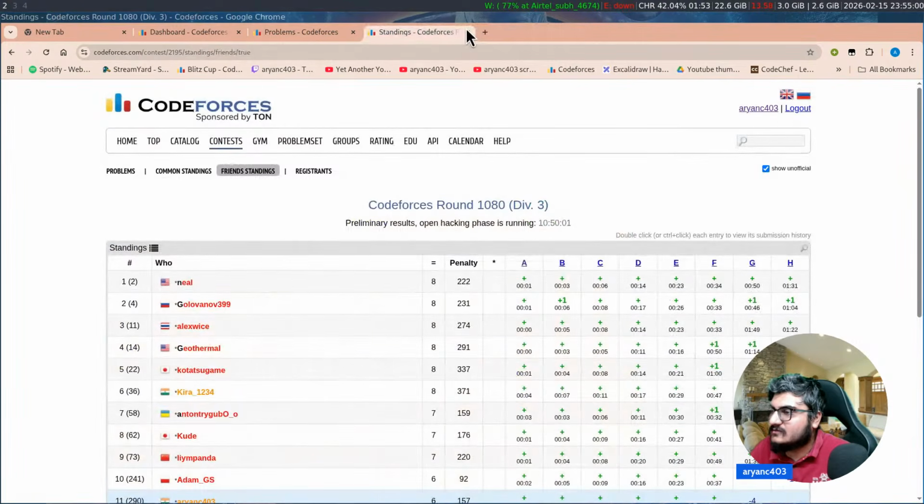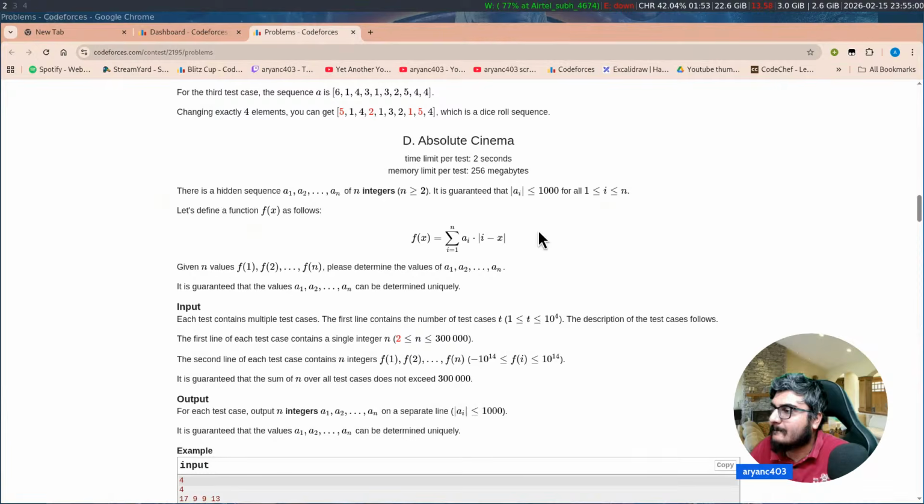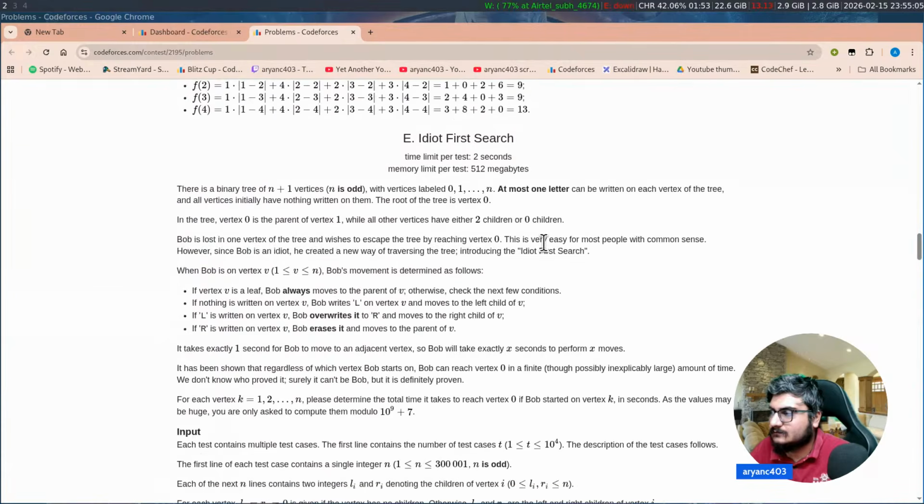So let's move to problem E. The problem first says there is a binary tree of n plus 1 vertices with vertices labeled 0 to n. At most one letter can be written on each vertex of the tree, and all vertices initially have nothing written on them. The root of the tree is vertex 0.